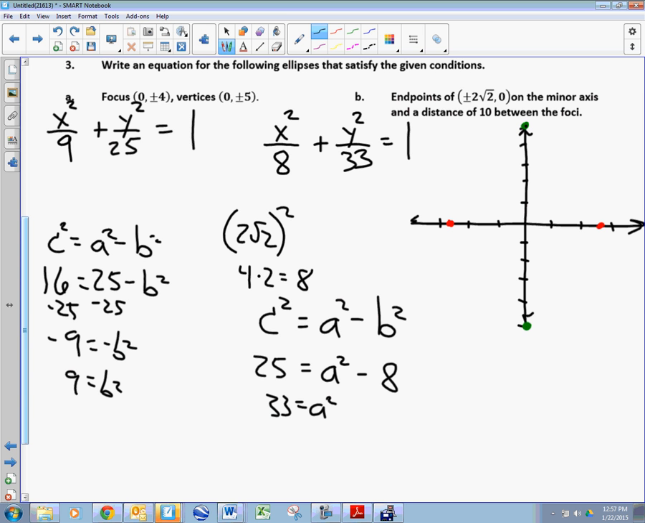So, yeah, life is nice when you've got numbers like 9 and 25 or 36 and 49 or 81 and 1. But right now, you can see that neither one of these are perfect squares. And that's fine. You can still work with them. But that's your equation for the ellipse. What do you think? Easier than parabolas, aren't they?